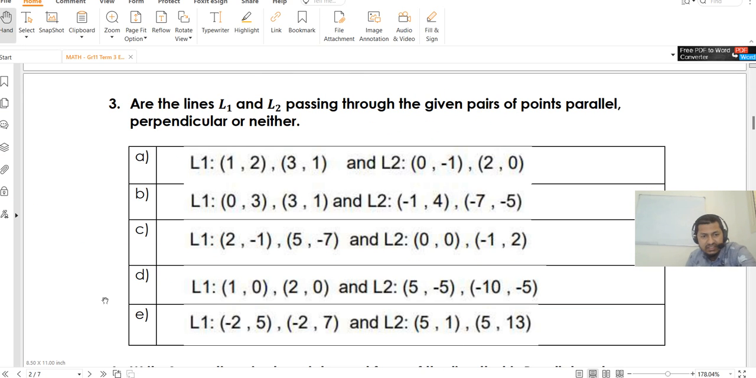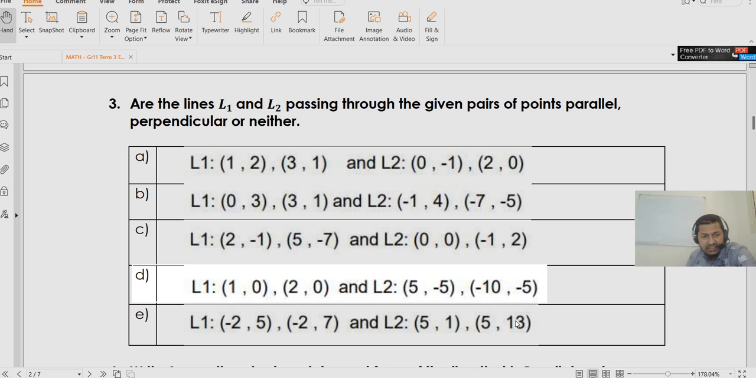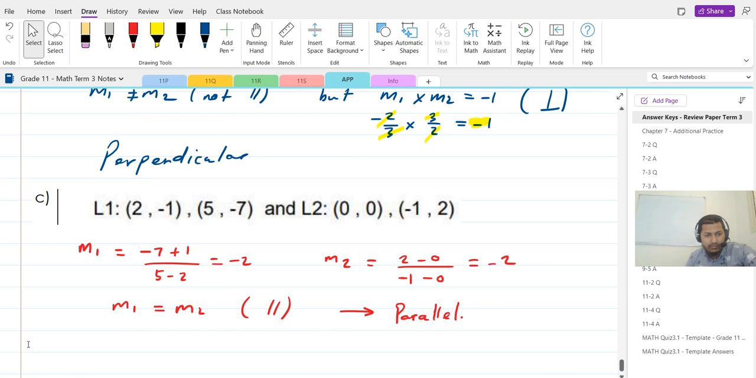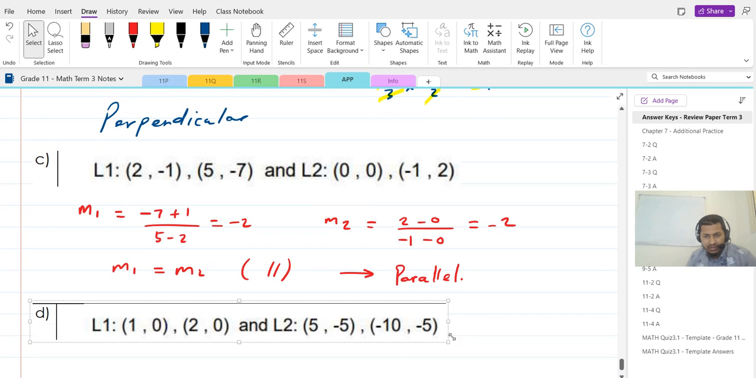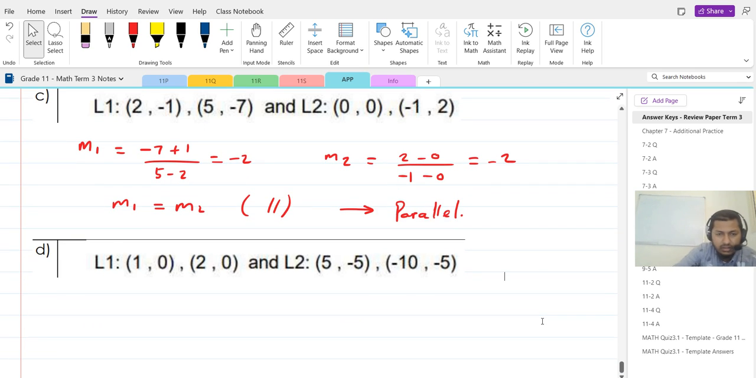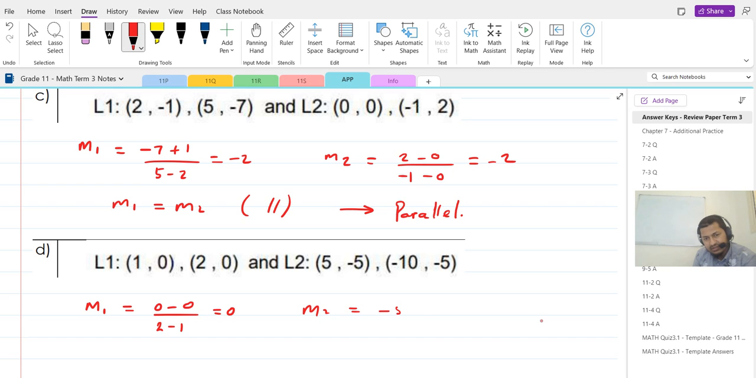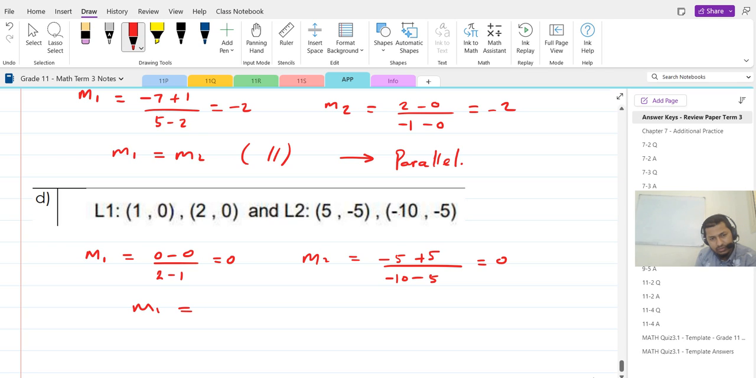Let's look at D. Right, so as we see in D here, the line slope m1, 0 minus 0, right? So 0 minus 0 divided by 2 minus 1. The answer is just 0 because you have 0 in the numerator. And m2 is -5 minus -5, so +5 divided by -10, -5. So we have 0 as well. So m1 is equal to m2, so it is parallel.